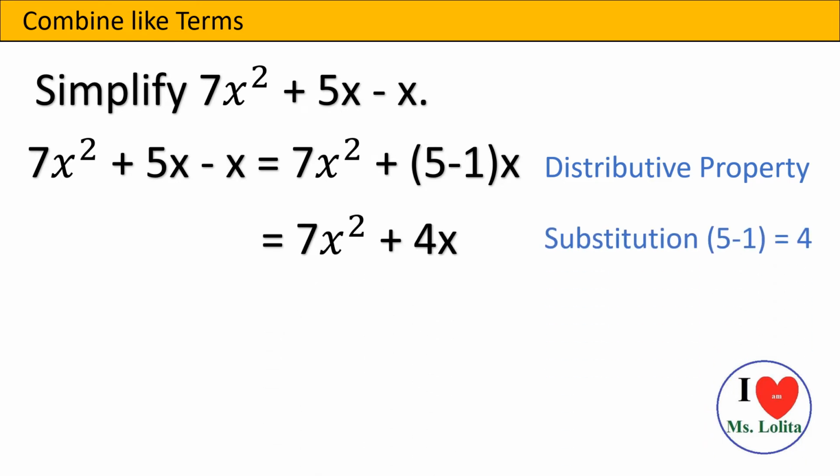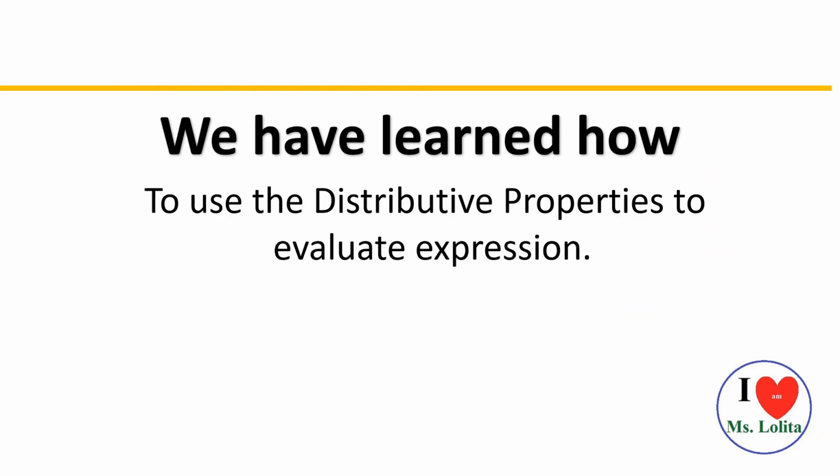Working on the expression inside the parenthesis first, 5 minus 1 will give us 4. And substituting 4 in the equation, it will give us 7x squared plus 4x. Therefore, 7x squared plus 5x minus x is equal to 7x squared plus 4x. Correspondingly, we have learned how to use the distributive property to evaluate the expression.